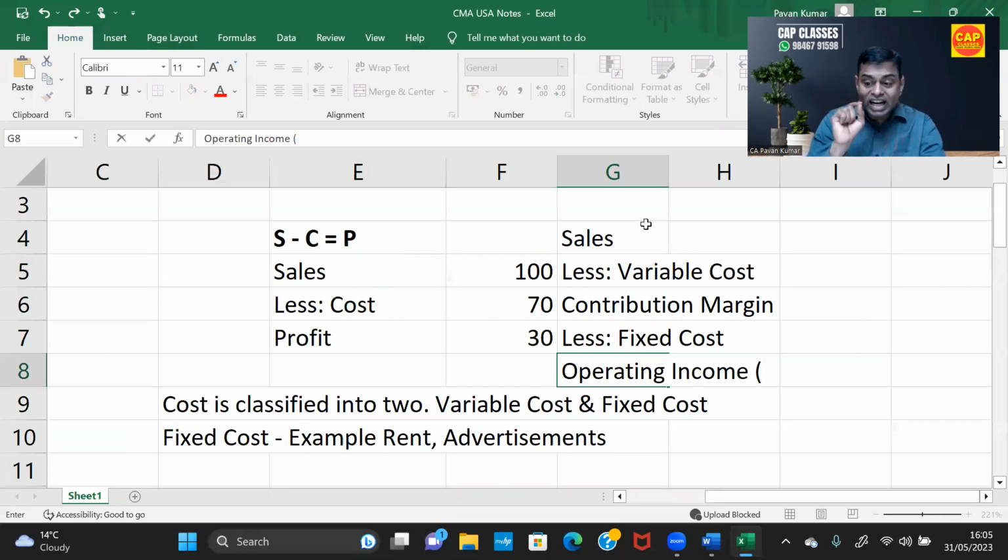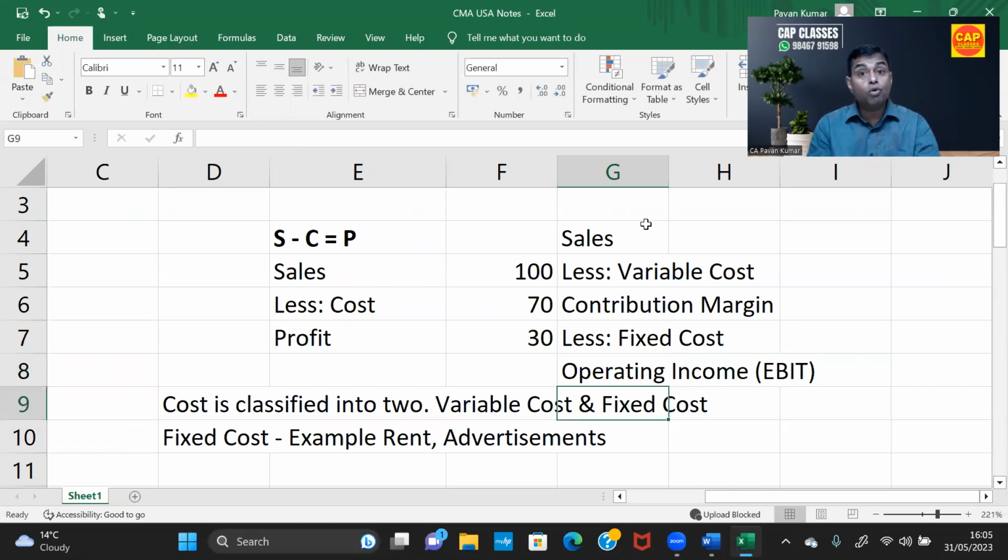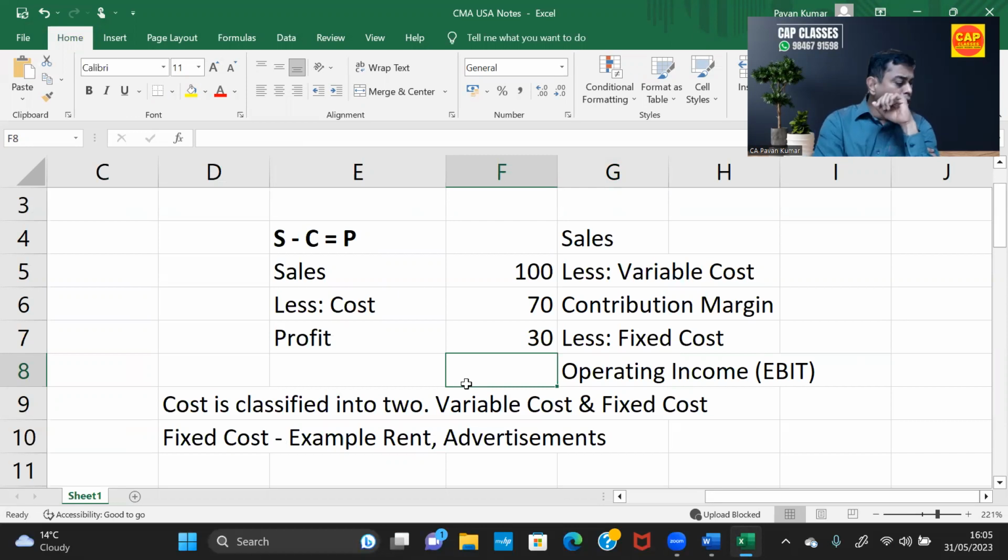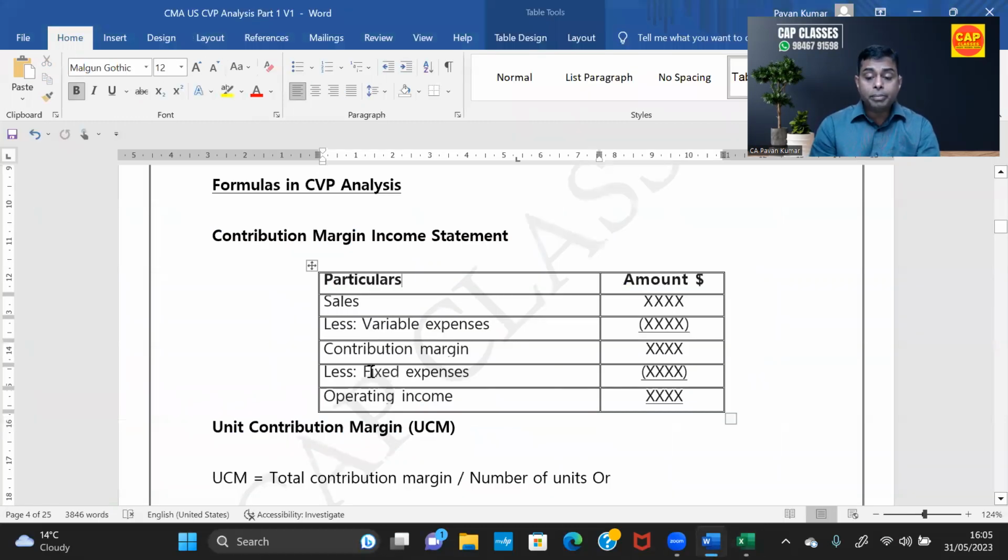Do you know what the nickname of operating income is? Do you remember EBIT, earnings before interest and tax? Sales less variable cost gives you contribution margin. Less fixed cost gives you operating income, EBIT. So copy this. After that, there are so many formulae. We'll come back to those formulae later.